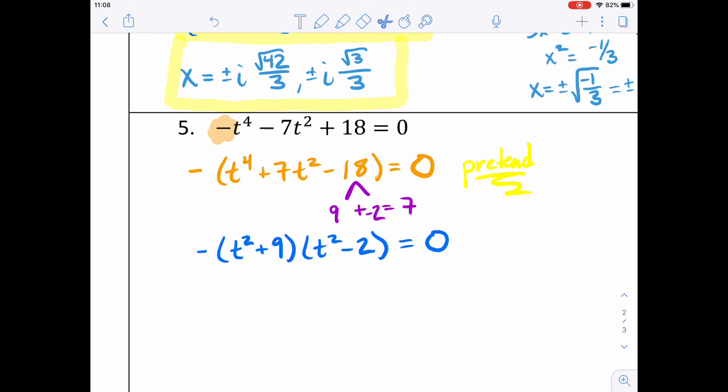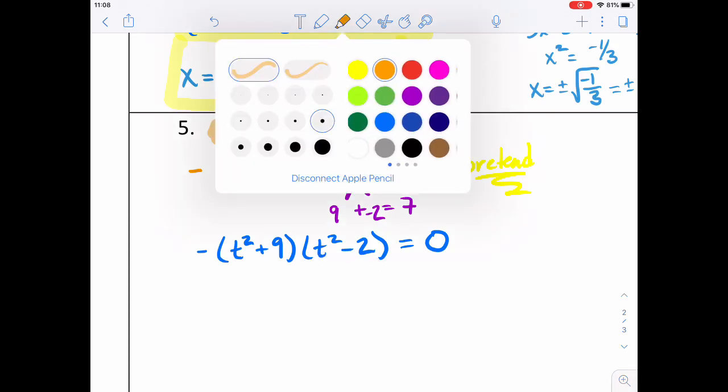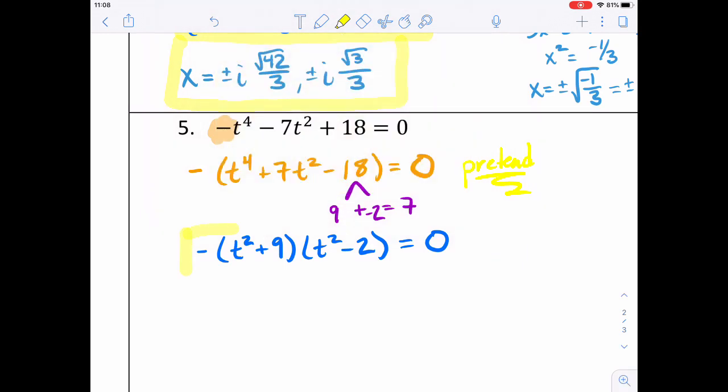This is a square, yes, but this is a sum. So this is a sum of squares and thus does not factor. This is a difference, but 2 is not a square. So this does not factor as well. So that's as far as we can go. This is our factorization for this one. So much fewer steps than our last ones.